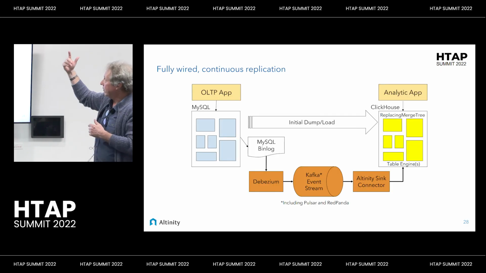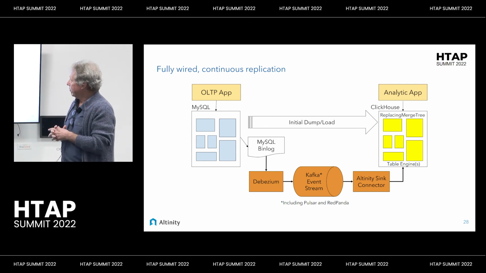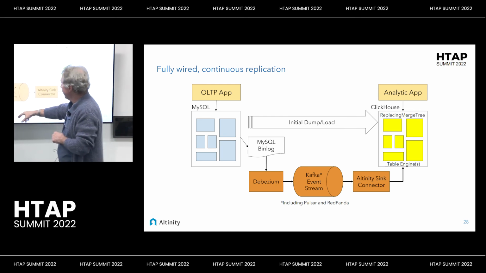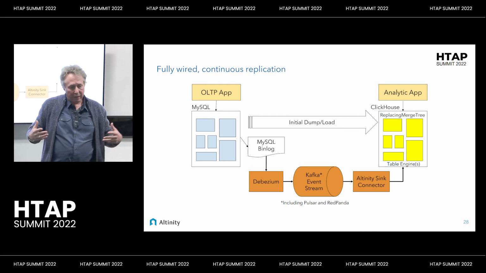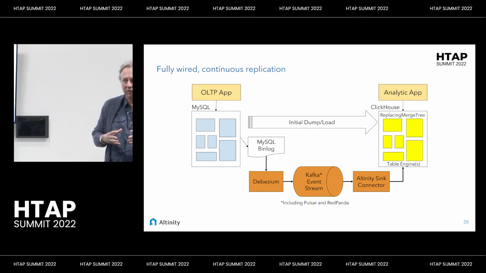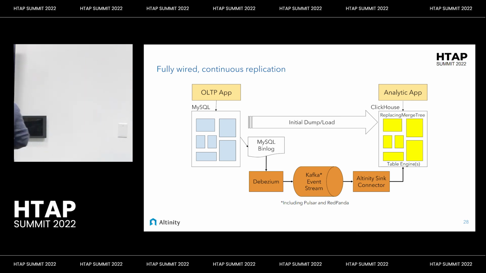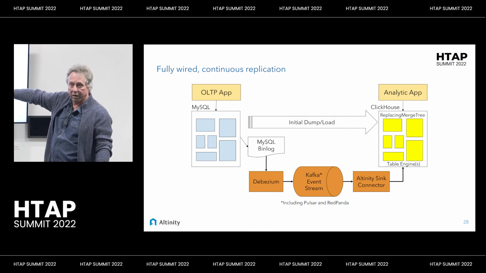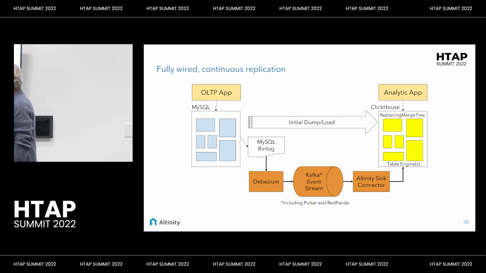And what that leads to is the fully wired continuous replication. So for the initial dump load, we use Debezium to pull stuff out of the binlog. We've tested it. It's okay performance, which is to say we can get it running right now at several 100,000 rows per second. ClickHouse can load data at tens of millions of rows per second. So there's still performance work to be done here. And then we've developed a component called the Altinity sync connector. Debezium drops it into Kafka or any Kafka-compatible event stream. The sync connector will then apply it to the tables.